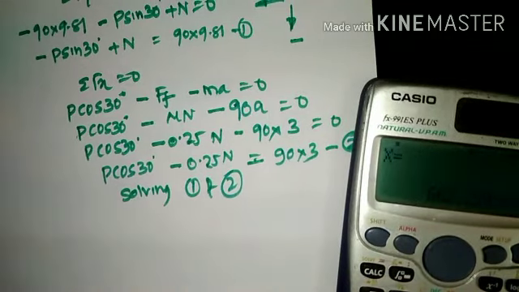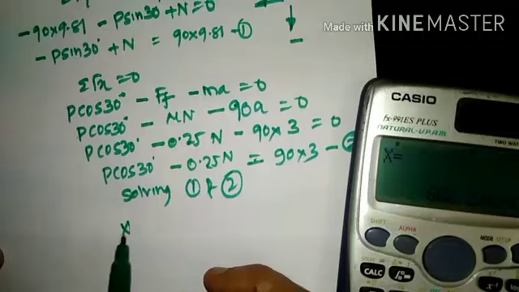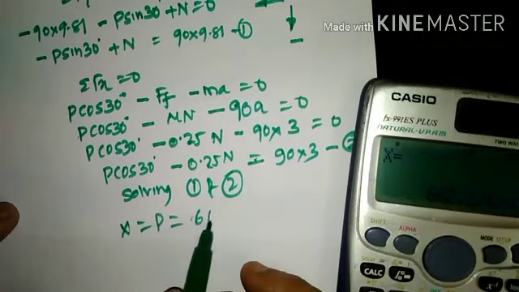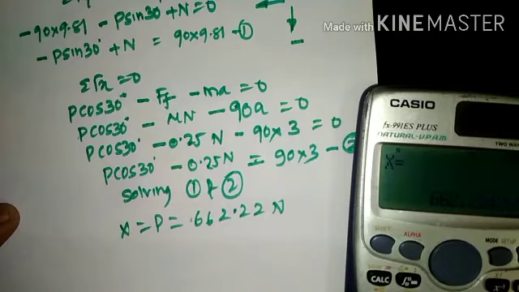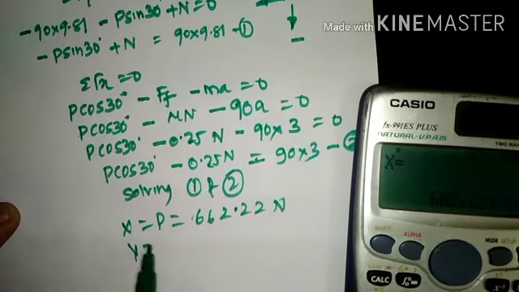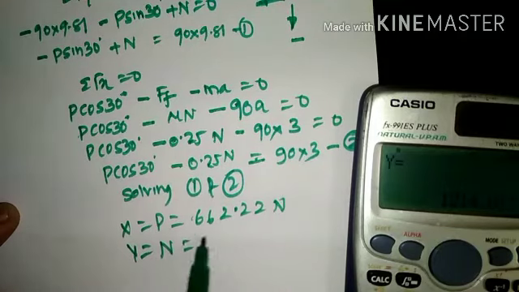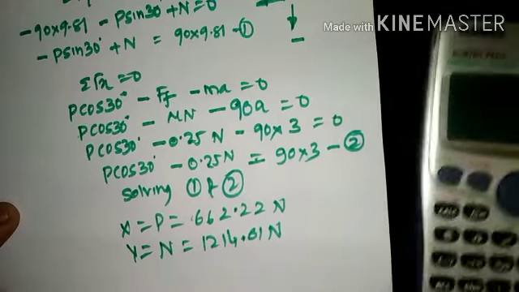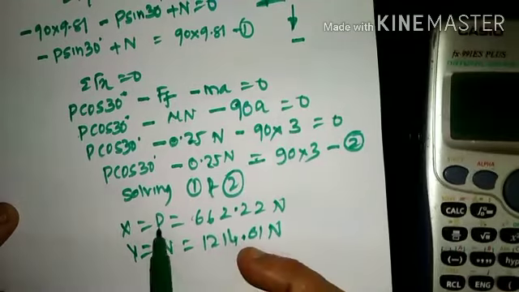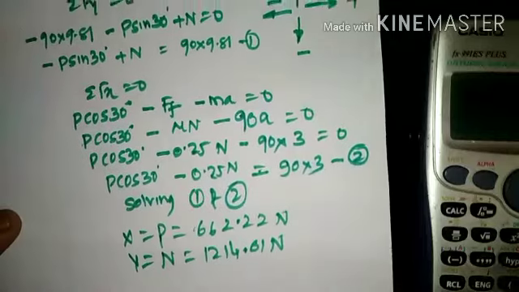So the X value, which means P, shall come out to 662.22 Newton. This is the value of P. The Y value will be N, which is 1214.01 Newton. So these are the values of P and N after solving the two simultaneous equations.